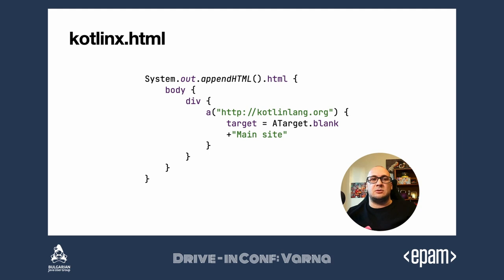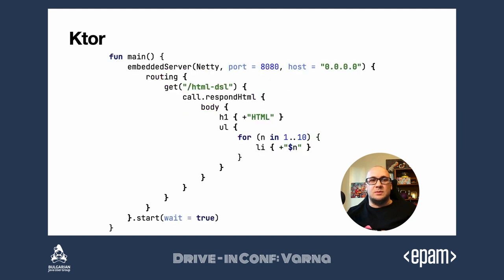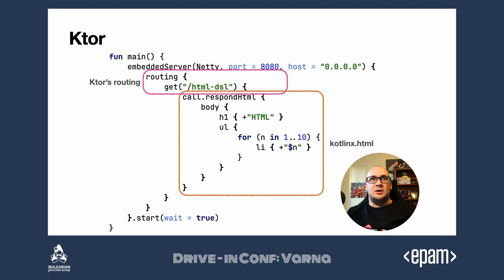Another example is the kotlinx.html library, where you can use the functions provided by this library with nested blocks inside blocks to compose HTML documents. Or one more example is the Ktor web framework, where you can intermix the Ktor DSL for routing with the kotlinx.html library DSL for building the documents. As you can see, we have two DSLs in the same file, and it's all the same valid Kotlin code.